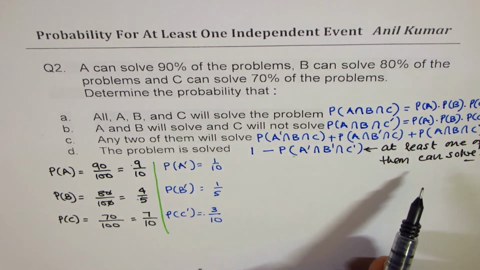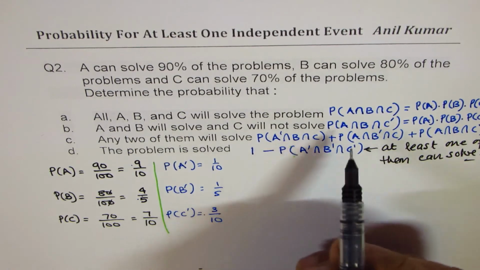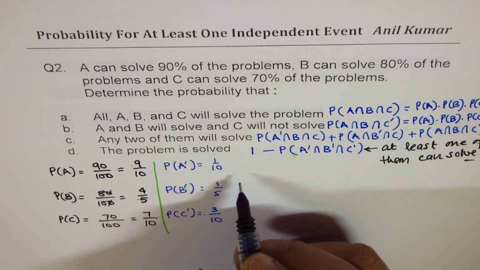So that is the basic for solving questions which are related to independent events and where you may have an option that at least one can solve, right? So I hope that helps. Now let's do our calculations to calculate these answers.